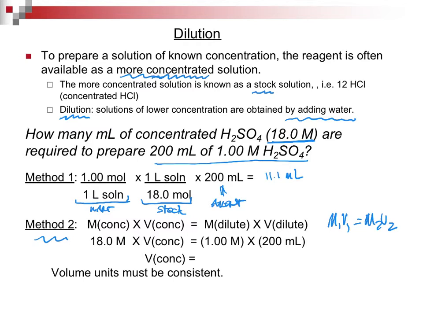So I have my molarity of my concentrated and my volume of concentrated. This is the one that I'm trying to figure out. I don't know what that is, but I do know my molarity of dilute and I do know my volume of dilute. If I were to crunch those numbers, I would once again come up with 11.1 mL. If you use this, make sure your volume units are the same. By that I mean consistent.